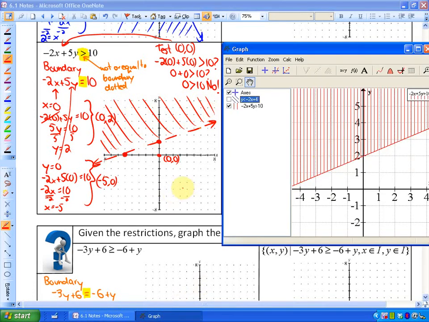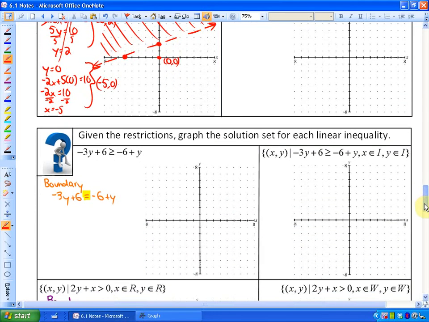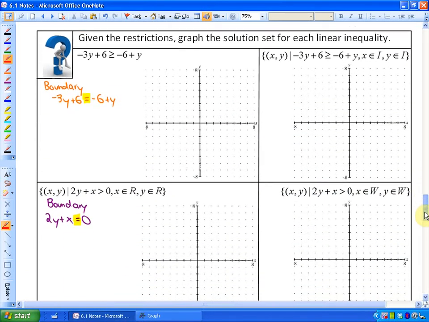We'll just look at two more that are slightly different, but very similar. So if you flip the page, you'll see these two. You might want to pause these at any point in time. But exactly the same. The boundary line is where negative 3y plus 6 is equal to negative 6 plus y. What you'll notice here is that there is no x coordinate. So we looked at this in a lesson where there's only one coordinate. The boundary line is either going to be vertical or horizontal. If it's a y coordinate, it's going to be horizontal.